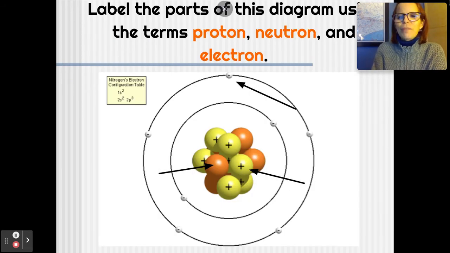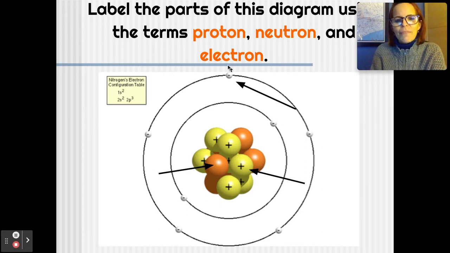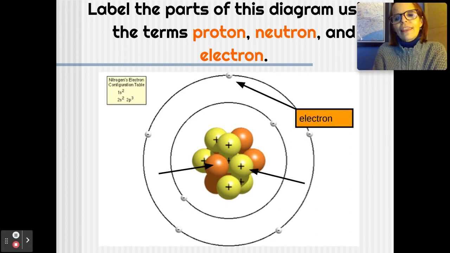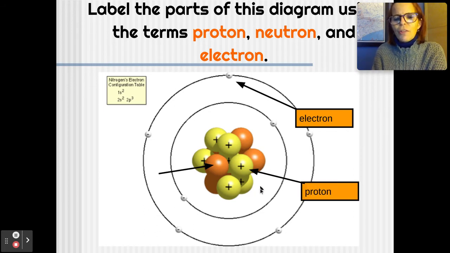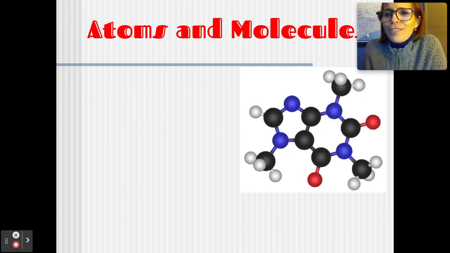This one says label the parts of the diagram using the terms proton, neutron, and electron. This arrow is pointing to an electron, so you would label it thusly. And all these little things on the outside, those are the electrons. There we go. The positive one is the proton. And the one that doesn't have any symbol on it at all, those are the neutrons. Any questions? I can't answer them if there are, so moving on.